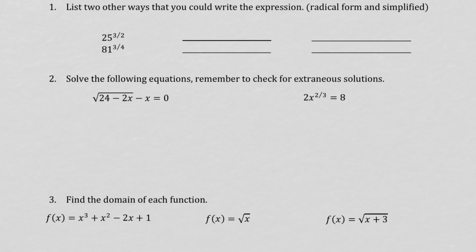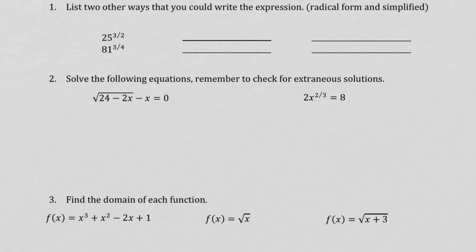Okay, so this is the Chapter 5 test review. This will be for the first page. Number 1, it wants us to list other ways that you can write the expression. And it tells you radical form and simplified form. Radical form you can actually write in multiple ways.